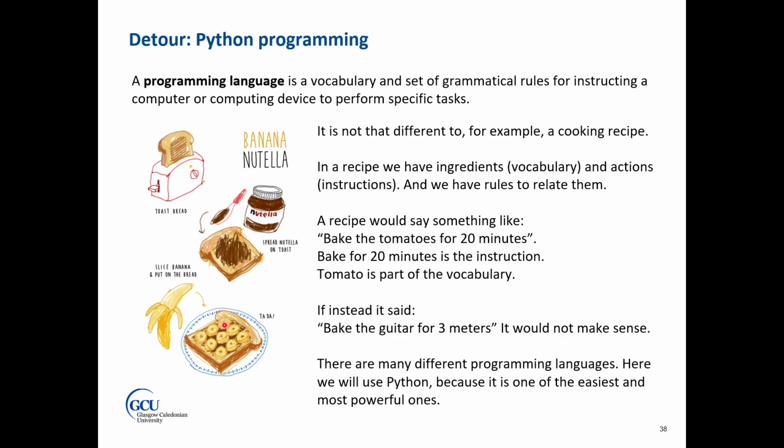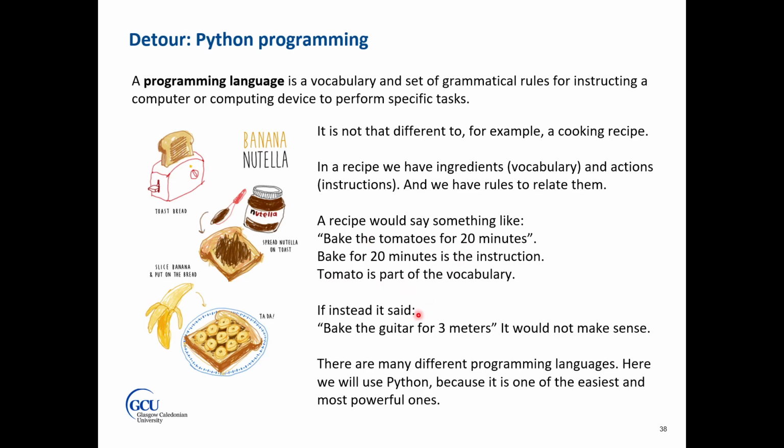So a programming language is going to be very similar to this, but humans are going to tell computers what to do. So here something that is important is that, as I was saying, a programming language is a vocabulary and a set of grammatical rules. So let's focus on this. A recipe can say something like bake tomatoes for 20 minutes, and bake for 20 minutes is the instruction. It can be bake, cut, slice, or something, and then it can be 20 minutes, 1 hour, or whatever. And tomato is part of the vocabulary.